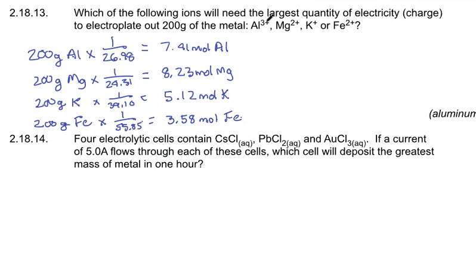If we're making aluminum, we would have to add 3 electrons to each ion to make an aluminum atom. So this is 3 electrons per 1 aluminum. 7.41 times 3 is going to be 22.23 moles of electrons. For magnesium, the ions are 2+, so we're going to need 2 electrons for every magnesium we want to make. 8.23 times 2 would be 16.46.